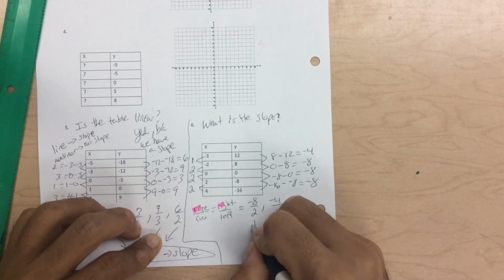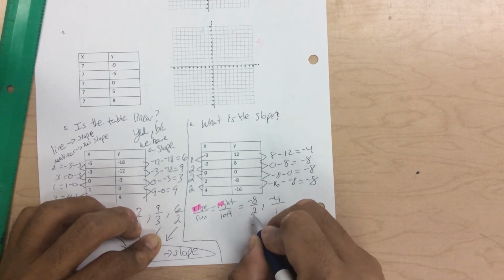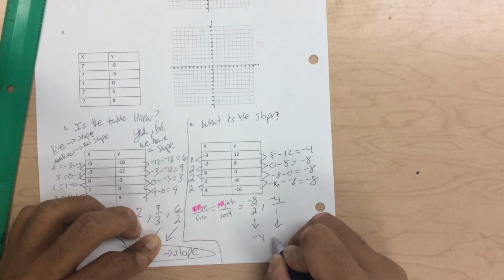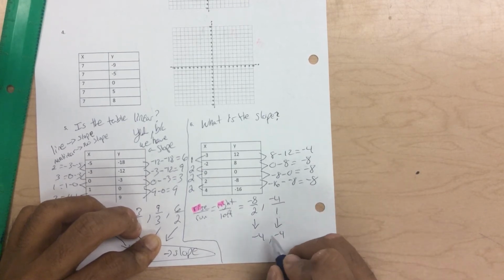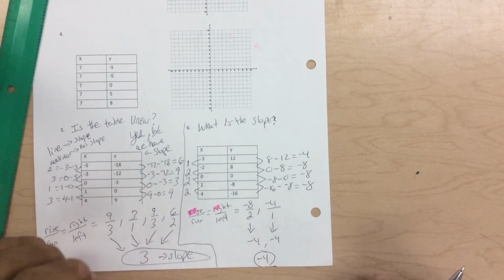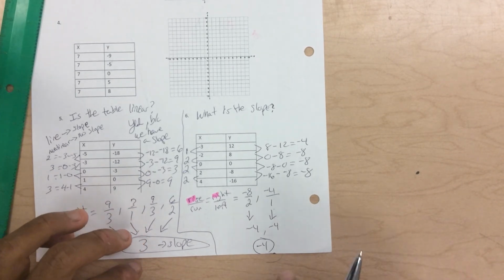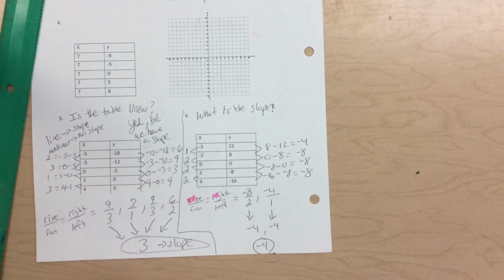So let's go ahead and simplify. Negative 8 divided by 2 is negative 4. Negative 4 divided by 1 just becomes negative 4. So my slope is negative 4. Okay. Now, if I were to have asked you, is this table linear? The table is linear, of course, because it has a slope.